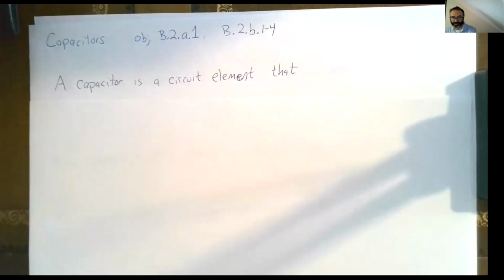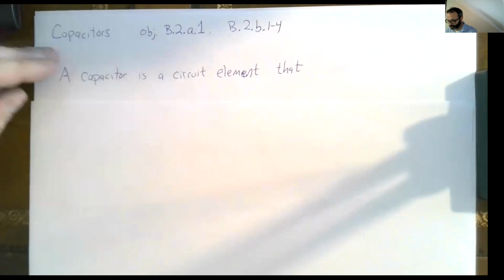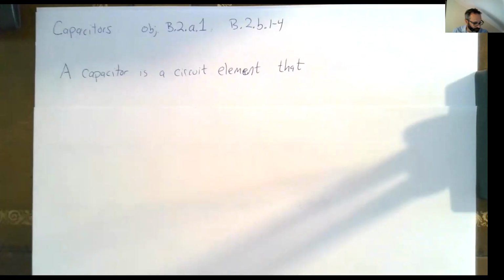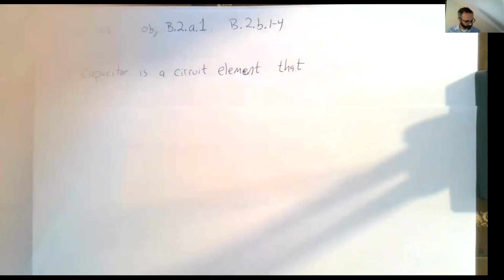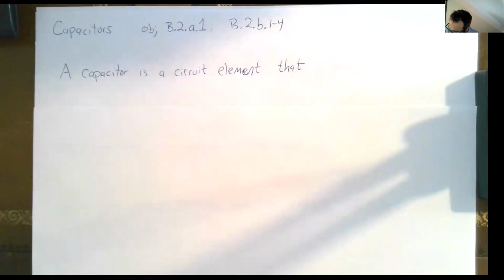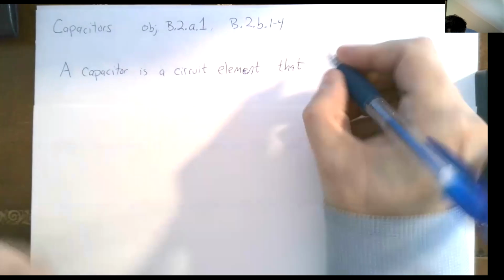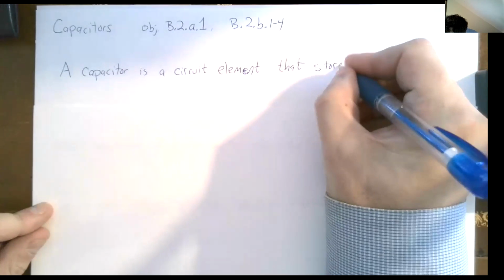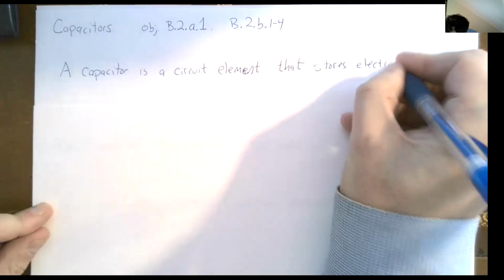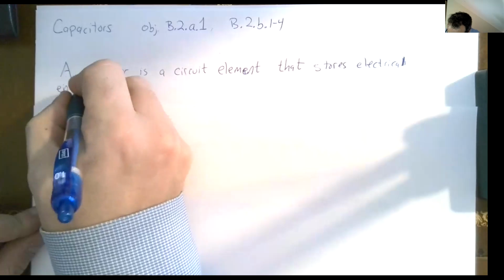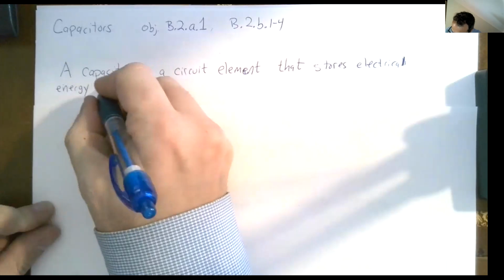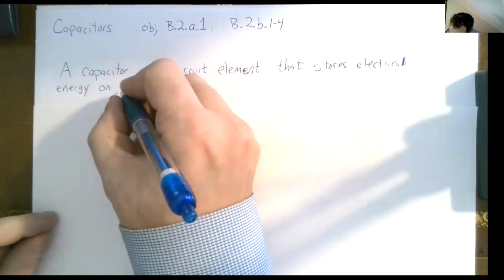A capacitor, what does it do? It's something that generally gets put into a circuit, and what it does is it stores electrical energy, at least for some period of time. So a capacitor is a circuit element that stores electrical energy. And the way it stores it is on oppositely charged plates.